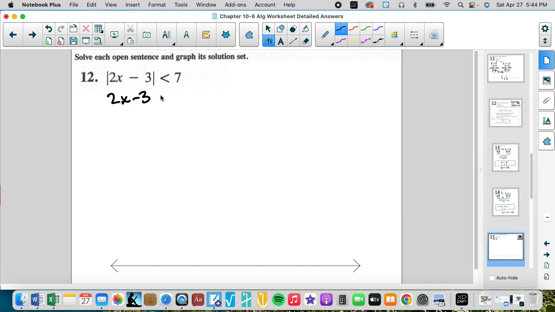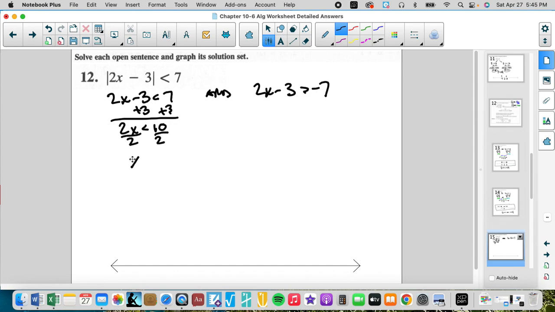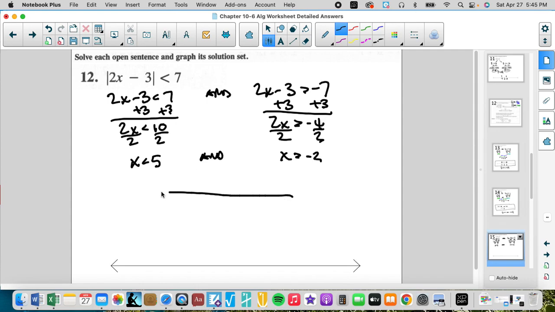2x minus 3 is less than, so less than is and. 2x minus 3 is greater than negative 7. Add 3. 2x is less than 10, divide by 2. X is less than 5. Add 3, 2x is greater than negative 4, divide by 2, x is greater than negative 2. This is an and.